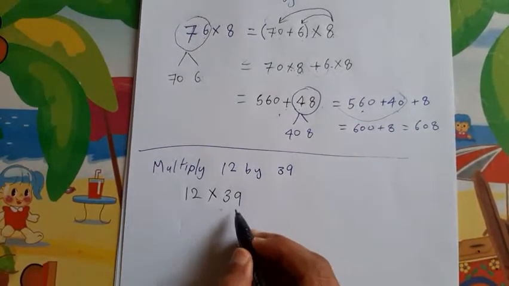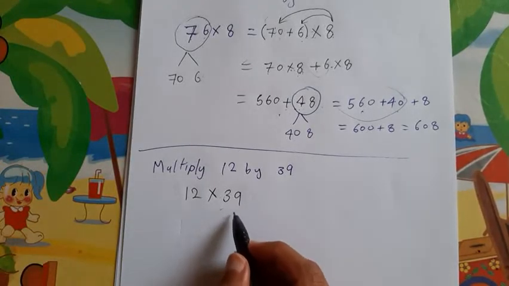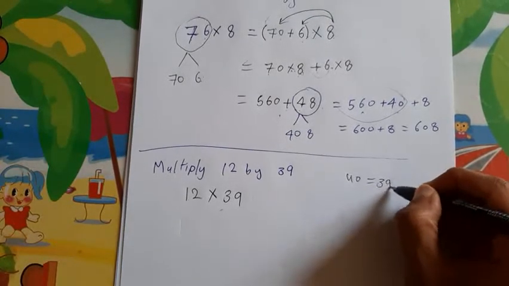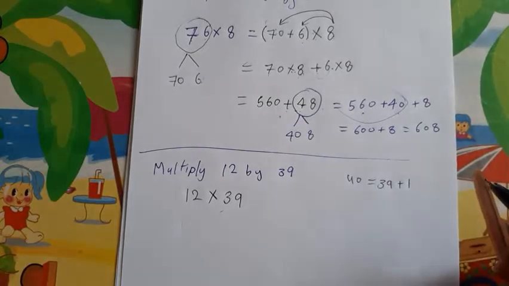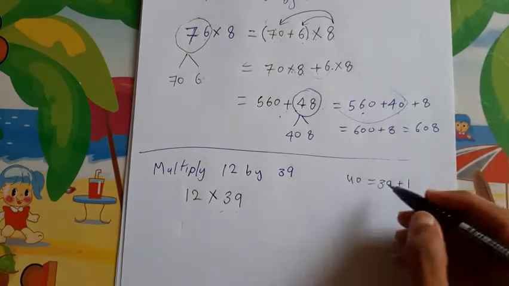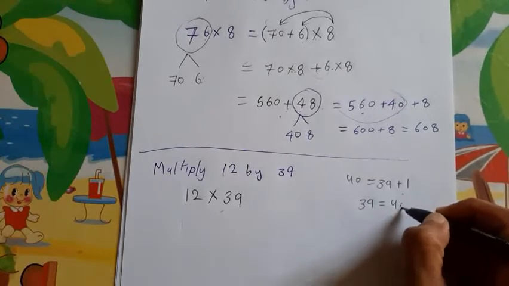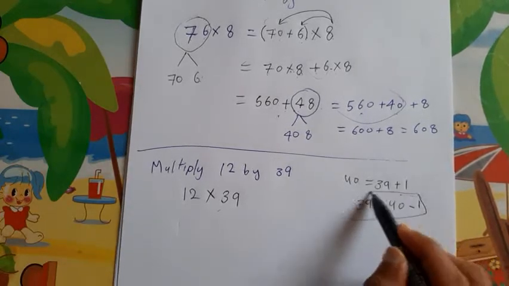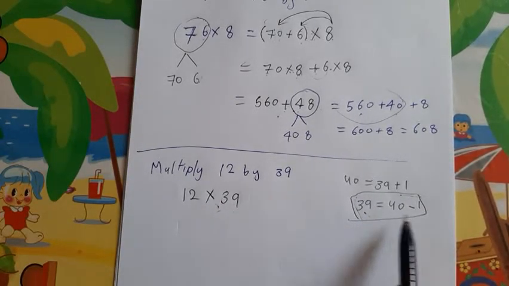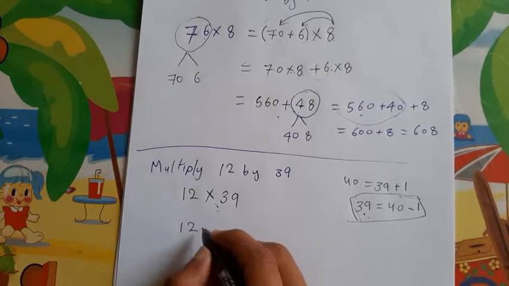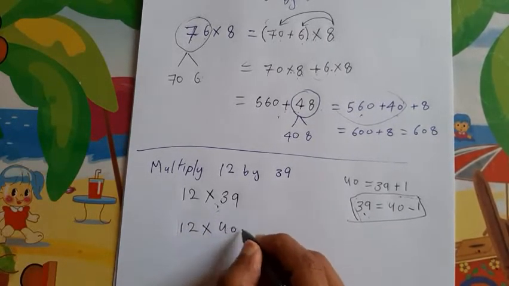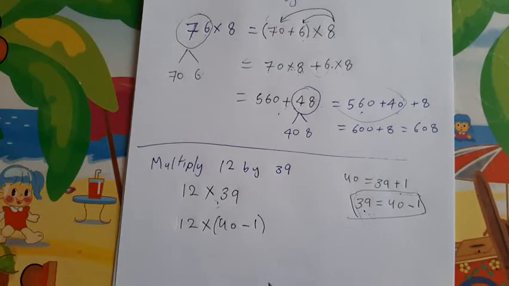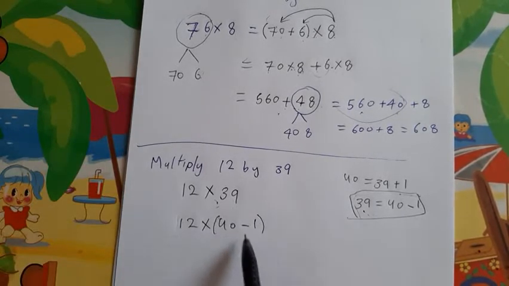If you look at this number 39, it's close to 40, right? So 40 equals 39 plus 1, right? This means 39 equals 40 minus 1. So I'm going to use this instead of this 39. Okay, 12 times 40 minus 1. Let's put 40 minus 1 inside the brackets to not get confused when we multiply.